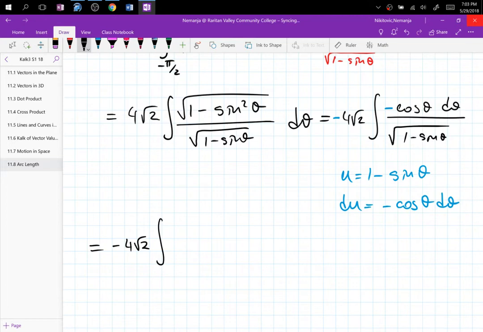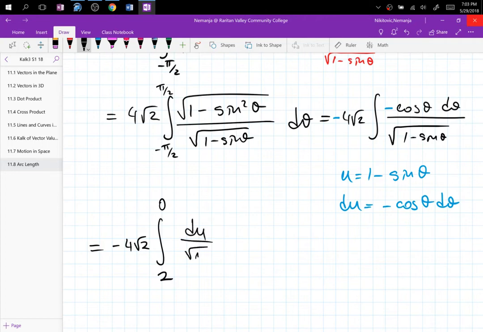The lower limit used to be negative pi over 2. So plug in negative pi over 2. The lower limit becomes 2, because sine is an odd function. With negative pi over 2, the negative jumps out, becomes a plus, and sine of pi over 2 is 1, so 1 plus 1 is 2. When you use positive pi over 2, you just get 1 minus 1, you get 0 on top.